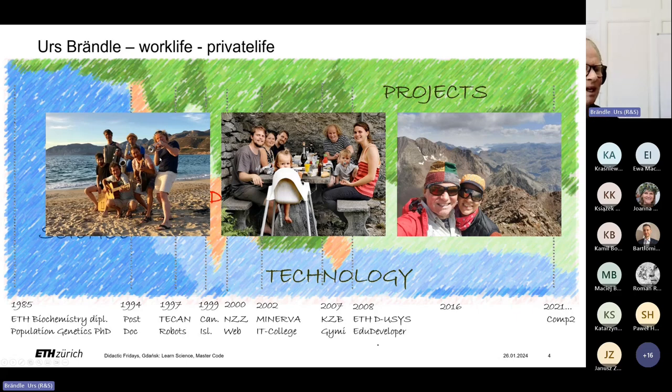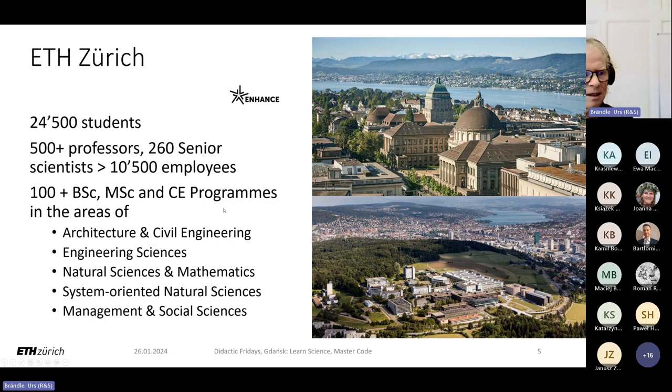If you're interested, I have a family with two kids, and there's already grandchildren there. I do a lot of mountain sports with my wife, and my third pillar, so to say, is my band and music that I play. Good, and my workplace is ETH Zurich.